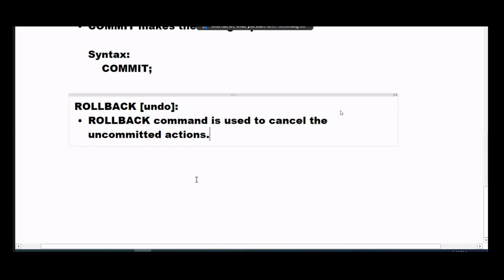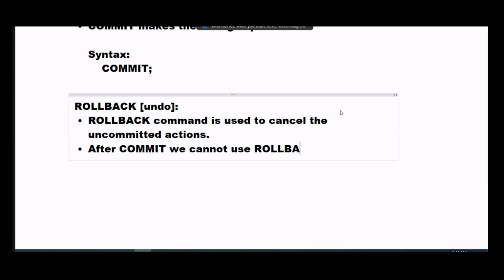So after commit, we cannot use rollback. That's why I'm saying this part. After commit, we cannot use rollback, because commit means the changes are already applied to the hard disk, to the database. Rollback means it cancels in the RAM. Uncommitted, unsaved actions will be cancelled here. After commit, we cannot use rollback because it is already saved in the hard disk. You cannot cancel it.